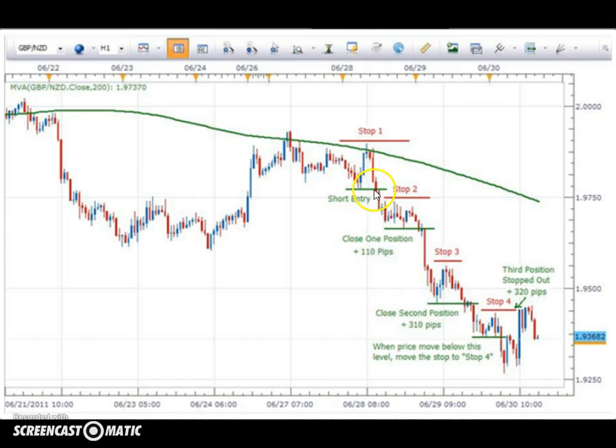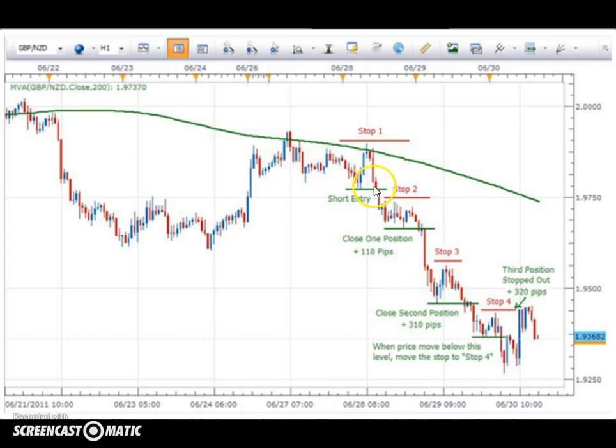So once price action takes out that low, right there where the green line is, we're in the trade, and our stop is going to go above the previous high, which is right there where it says stop 1. And we're going to do that with 3 positions. As price continues to move in our favor and breaks below the second green level of support, we would close one of our 3 positions and move the stop to stop level 2.